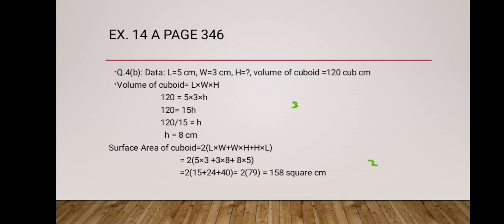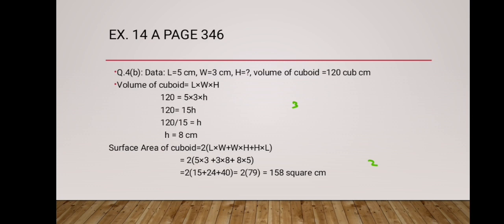Now simplify the right hand side. 5 times 3 is 15, and then in the next step, as 15 is multiplied on the right hand side, when you shift it on the left hand side, this is going to divide the other side. So 120 divided by 15 is going to give you 8 centimeters. So the height of the cuboid is 8 centimeter. So what we have done in this first part is we have applied the volume of cuboid, we substituted the values, and then by shifting terms we were able to calculate the height of the cuboid.